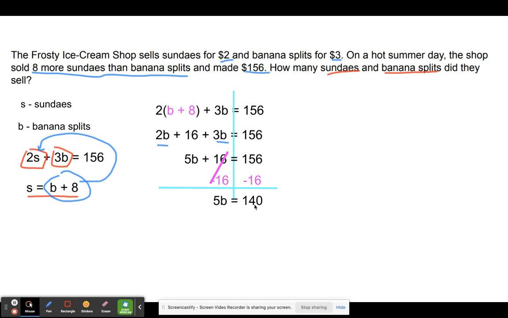Okay, and now I've got 5B equals 140. Divide both sides by 5. And then we get the banana splits is equal to 28. So that means there's 28 banana splits.